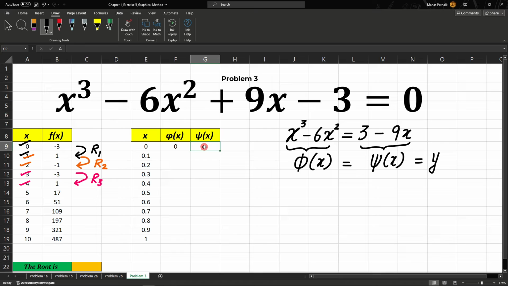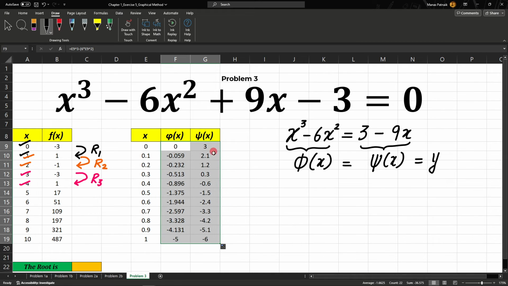What about psi of x? Take a look. Is equal to 3 minus 9x. 3 minus bracket 9 into, what is x? Sir, it is this cell only. Bracket close, enter. Okay, now you just need to select these two cells and drag it down. You are going to get all the results. Wonderful.